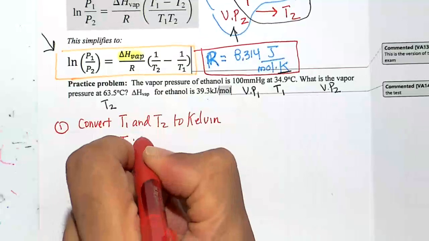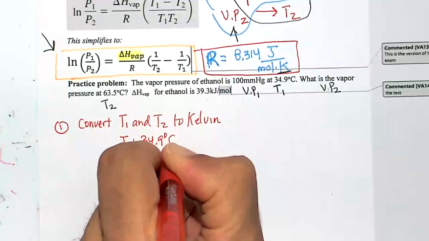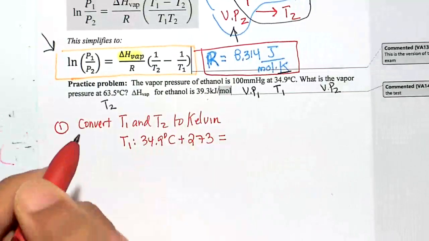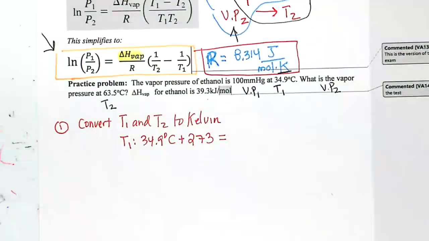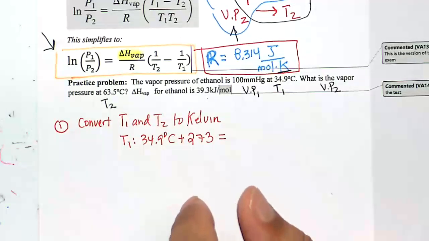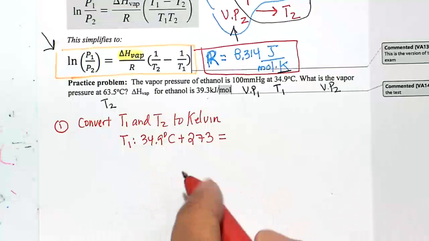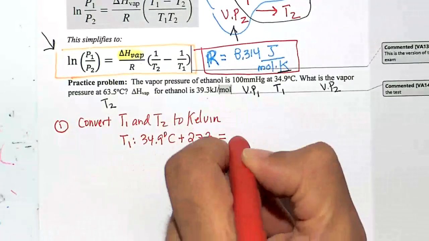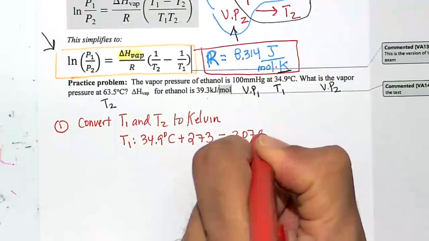All right, so T1 here is 34.9 degrees C. Anybody remember how to get it to Kelvin? Remember from Chem 1? We have to add 273. So that I will not tell you. You just remember, add 273. Remember? Yes? Okay. To get it to Kelvin, what do you need to add? 273. So I'll do that really quickly on my calculator. 34.9 plus 273 is going to be 307.9 Kelvin.